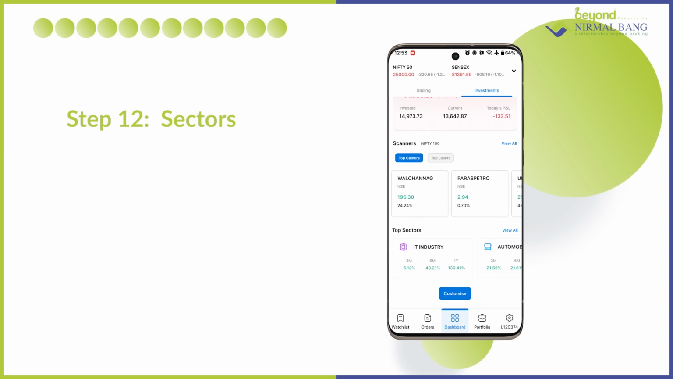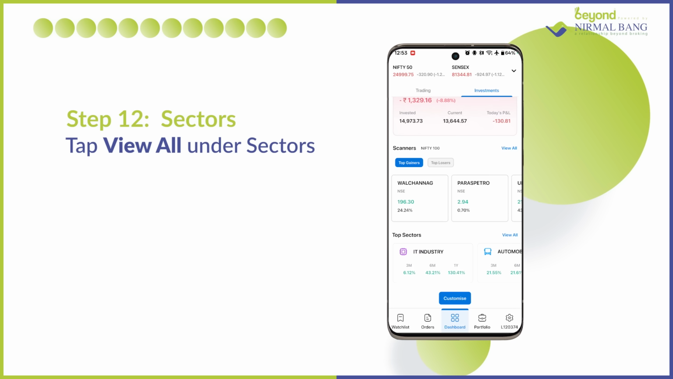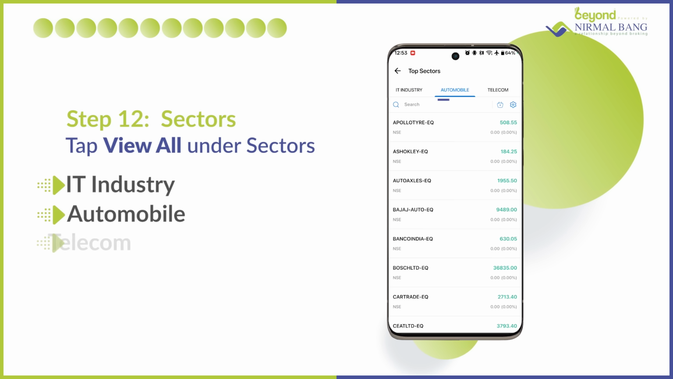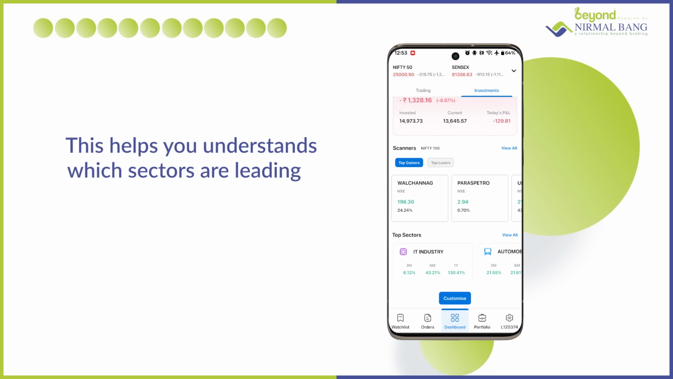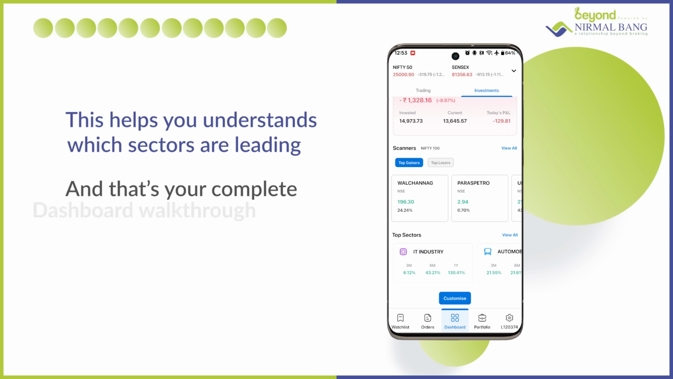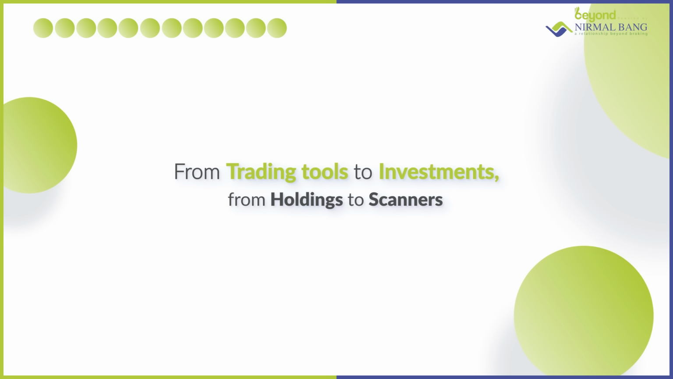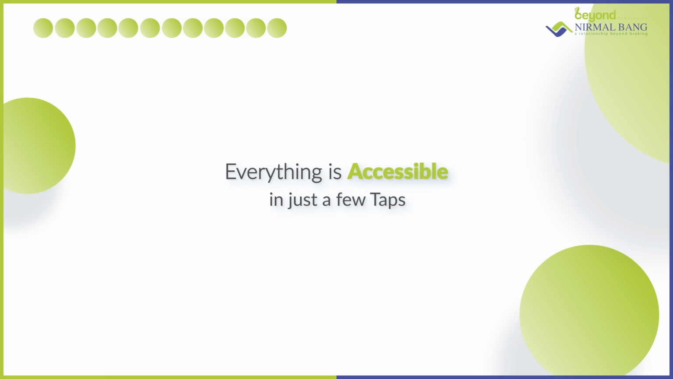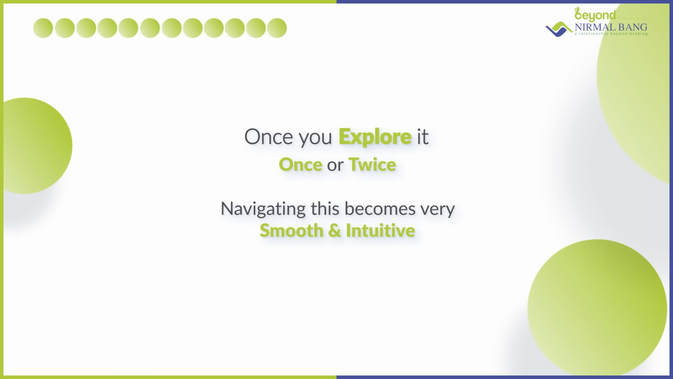Step number 12. Finally, we have sectors. Click on View All and you can see sector-wise performance like IT, automobile, telecom, and many more. This helps you understand which sectors are performing well. And that's your complete dashboard walkthrough. From trading tools to investments, from holdings to scanners, everything is accessible in just a few taps. Once you explore it once or twice, navigating this app becomes very smooth and intuitive.